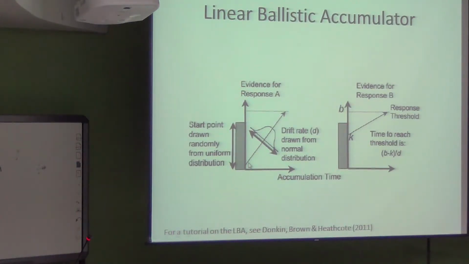It relies on a very simple property, which is that if we know where we start our accumulation process, and in these models, the assumption is that we have one accumulator for the evidence for response A, and another accumulator for the evidence for response B, our starting point on each of these accumulators is drawn from a uniform distribution. So we'll start somewhere between 0 and the top of the range of this uniform distribution. And we'll also know our rate of processing.